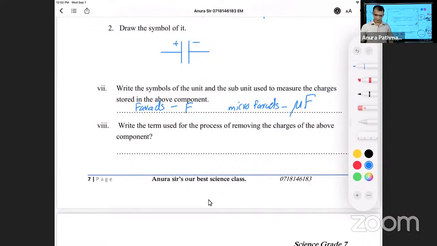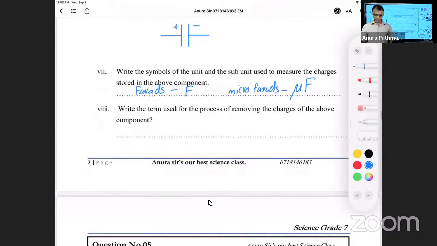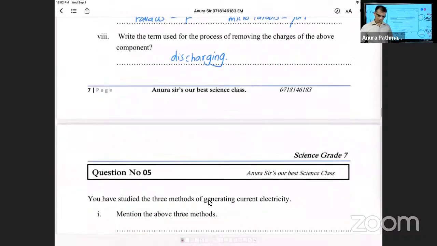Those are something private. The term used for the process of removing the charges is called discharging. In Sinhala it is called Visarjana. Question number 5.